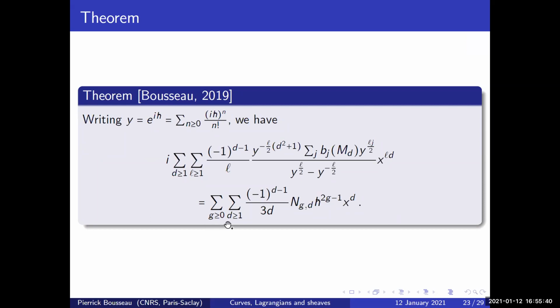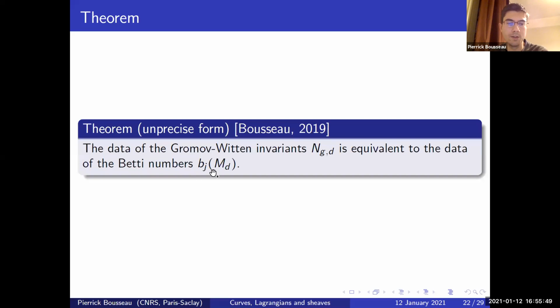May I ask another question? Yes. How do you match the virtual classes on both sides? Yeah, so somehow the statement will be a numerical statement. And in fact, I will say a few words about the proof, but I don't know a proof which goes through comparing moduli spaces.